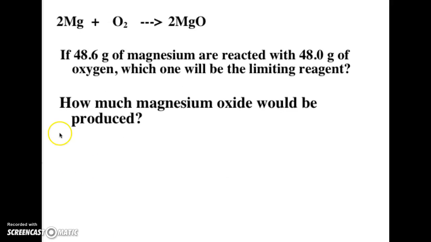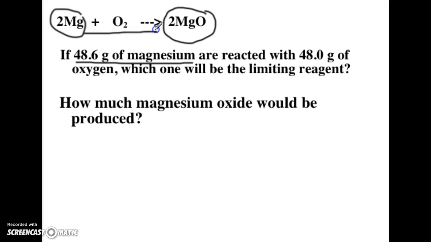This now is an extension of that same problem. So we still have the same amounts of magnesium and oxygen. So the question is how much magnesium oxide would be produced? So now we want to find how much product we get out of the deal. Well, the key on this is you need to start with the limiting reactant. So on the previous problem we found that 48.6 grams of magnesium, that's your limiting reactant. That has to be the starting point to figure out how many grams of product you get.